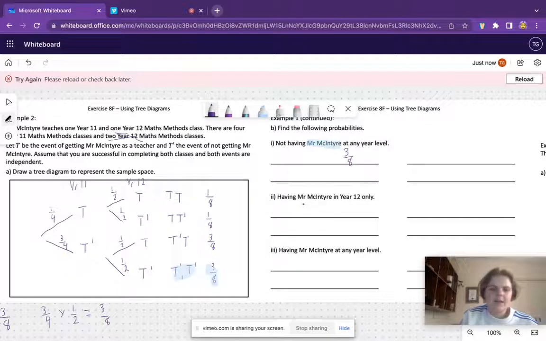Having him in year 12 only. So that is year 12 only. So the first listed is year 11 and the second listed is year 12. So that would be this option here. 3 out of 8.